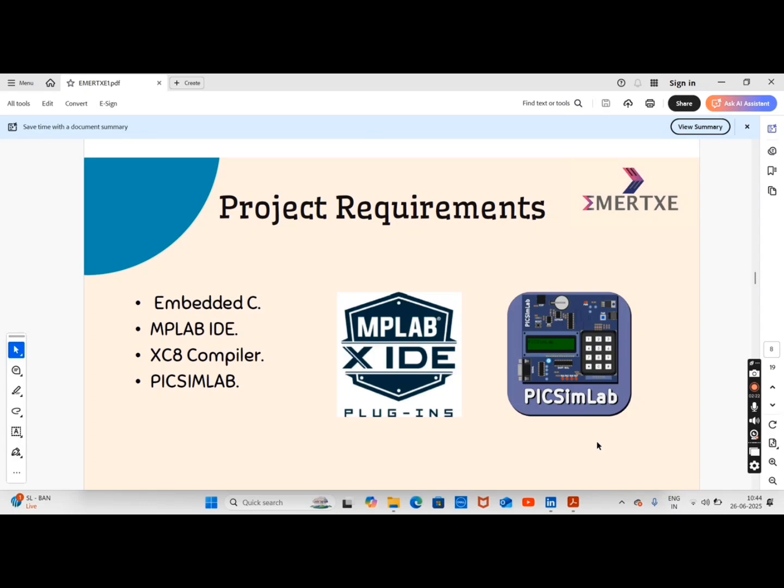Now PiximLab. PiximLab is used in our project for real-time implementation, for getting real-time access to how much water is needed, whether clothes are going to be rinsed or washed. All those things are included in PiximLab, so we can say it is real-time access.